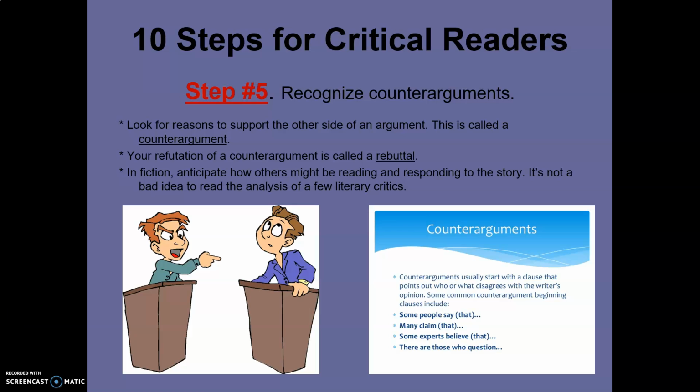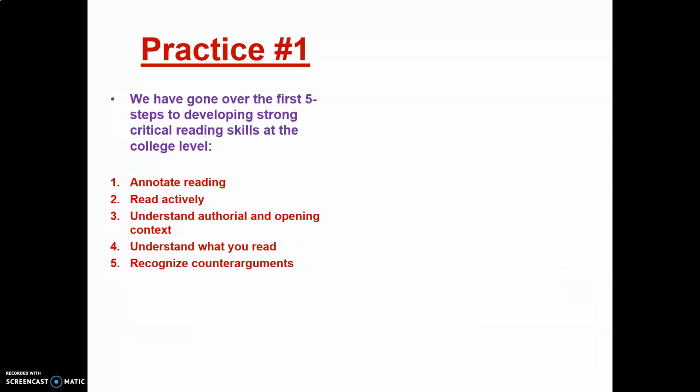Hey guys, welcome to the second video where I am going to explain now what I would like you to do. So practice number one includes the 5 steps for critical reading that we went over. So we covered annotating reading, reading actively, understanding authorial and opening context, understanding what we are reading, and recognizing counter arguments.